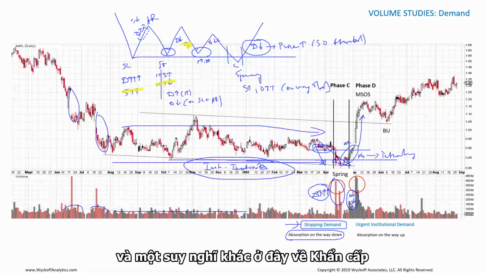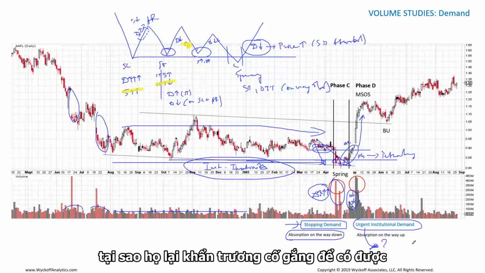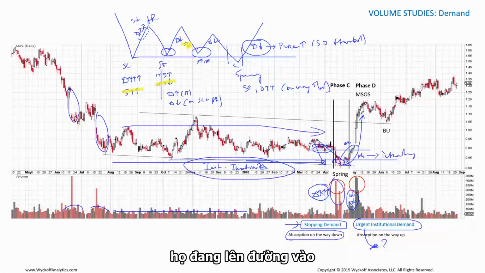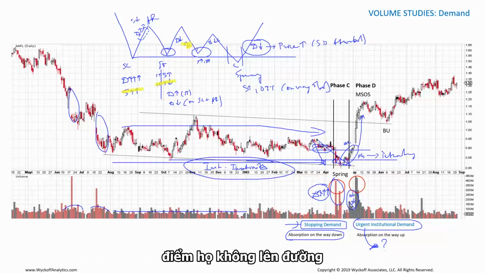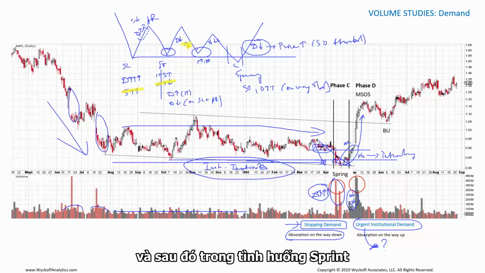And another thought here on the urgent institutional demand. Think about the word in here, urgent. What does it mean? Why are they so urgently trying to get into this position? And please note, they're getting on the way in, on the way up. They are not at this point getting on the way down. It's been done before, right? Here and then at the sprint situation.